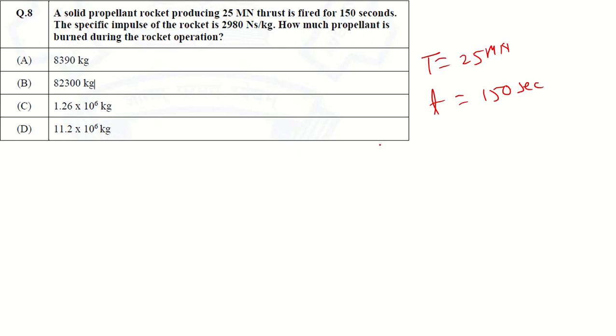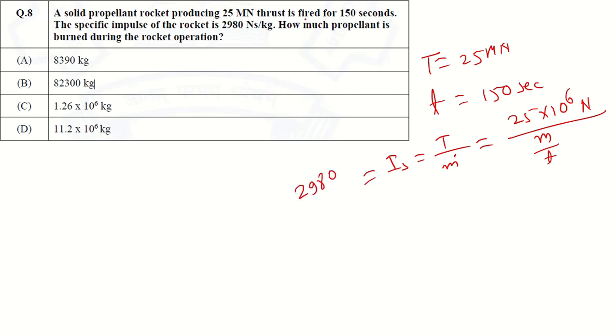So specific impulse, Isp, is equal to T by mass flow rate, which is equal to 25 into 10 to the power 6 Newton, where mega is 10 to the power 6. Mass flow rate means mass upon time. And the specific impulse is given as 2980. Remember the unit: the unit is given as Newton second per kg.